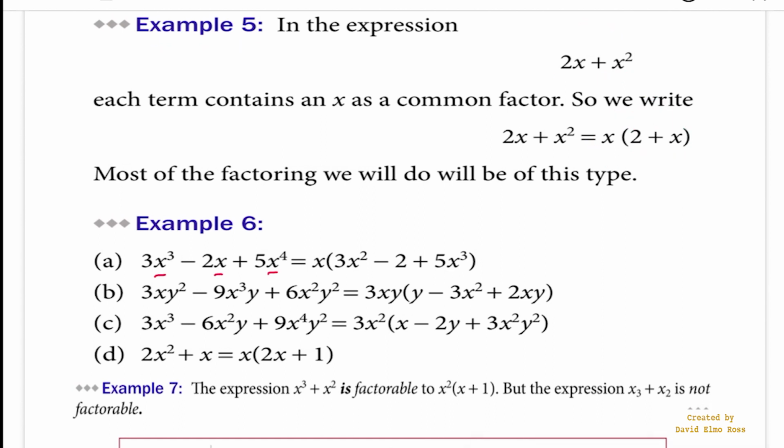When we look at this expression, you have to make sure that it has, say, x in all the terms before we can actually factor it out. If x is not in all the terms, we cannot factor it out.